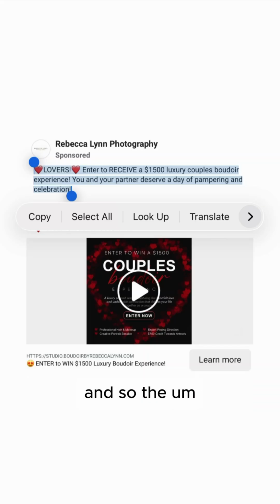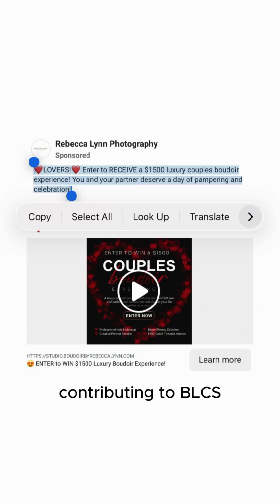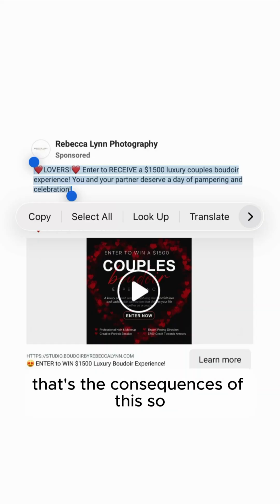And so that's pulling our unique CTR under 6%, contributing to BLCS. That's the consequence of this.